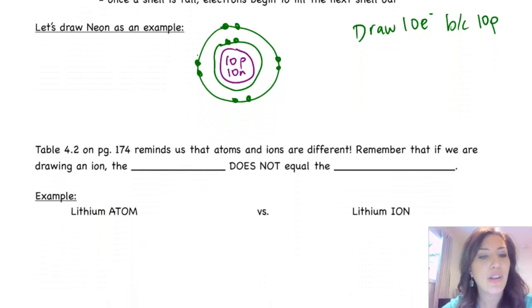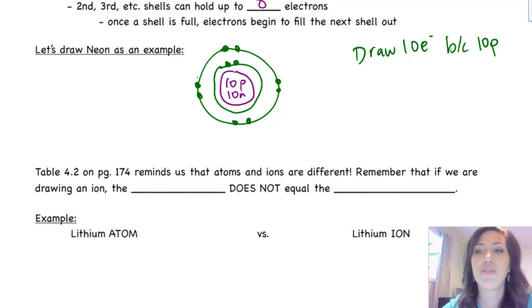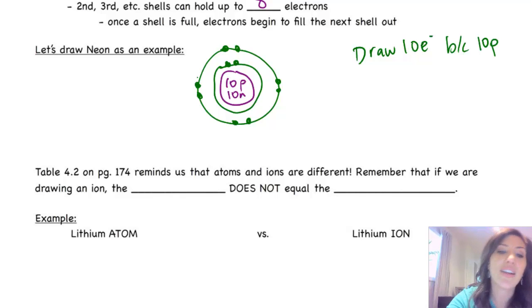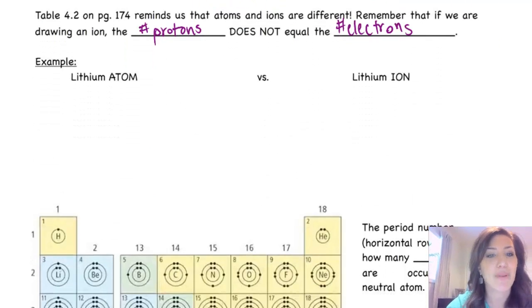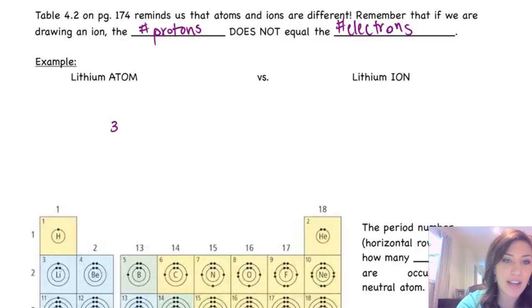So table 4.2 on page 174 does remind us that atoms and ions are different. Remember, if we're going to draw an ion, then the number of protons does not equal the number of electrons. This is very important to take note of. So let's draw lithium as an example. If we have a lithium atom, 3 protons, 4 neutrons, and then a lithium ion.